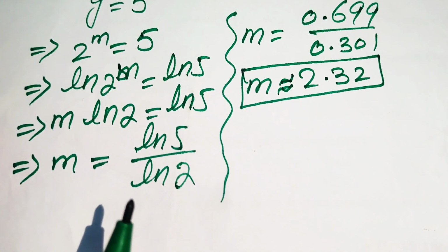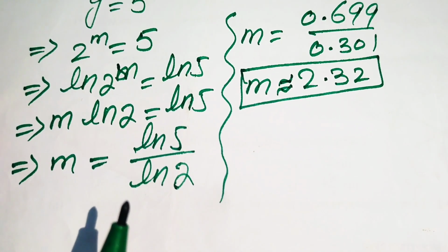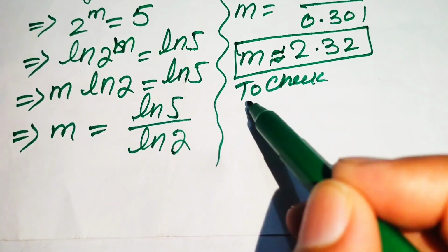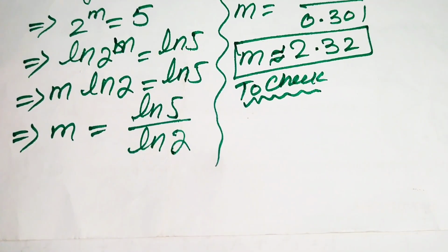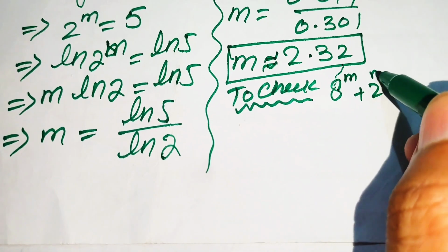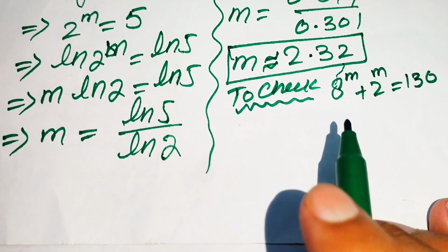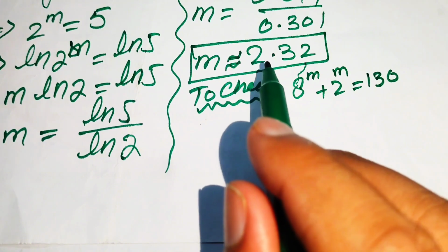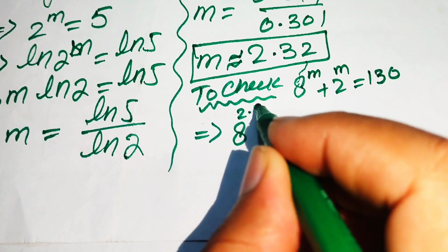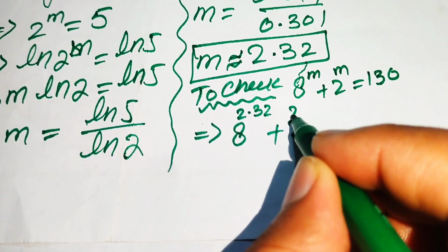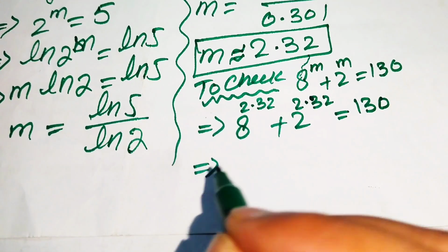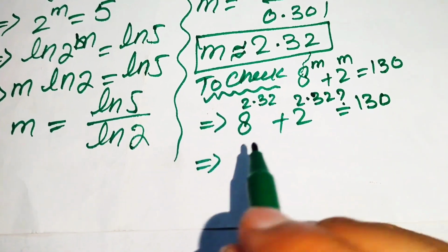And now we check this solution. Does this solution satisfy our given question statement or not? To check this, we first copy down the question statement, which is 8^m + 2^m = 130. Now we substitute m = 2.32. So this becomes 8^2.32 + 2^2.32 = 130. Here we check whether this equals 130 or not.